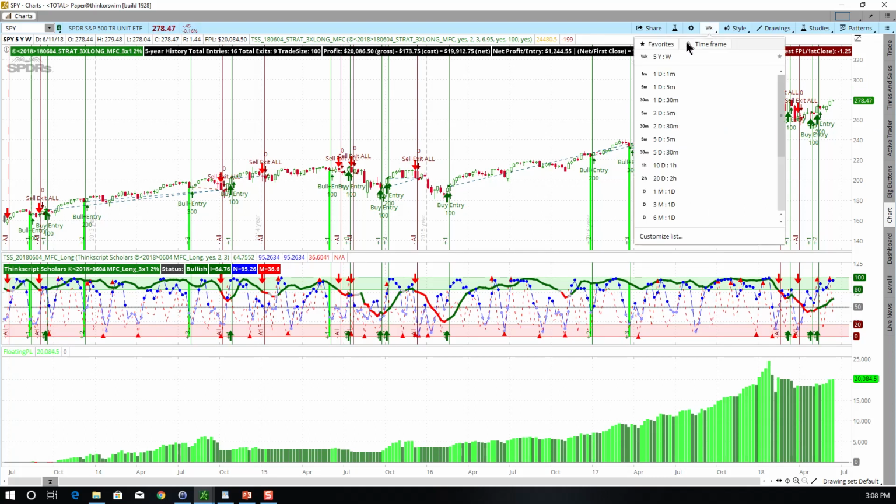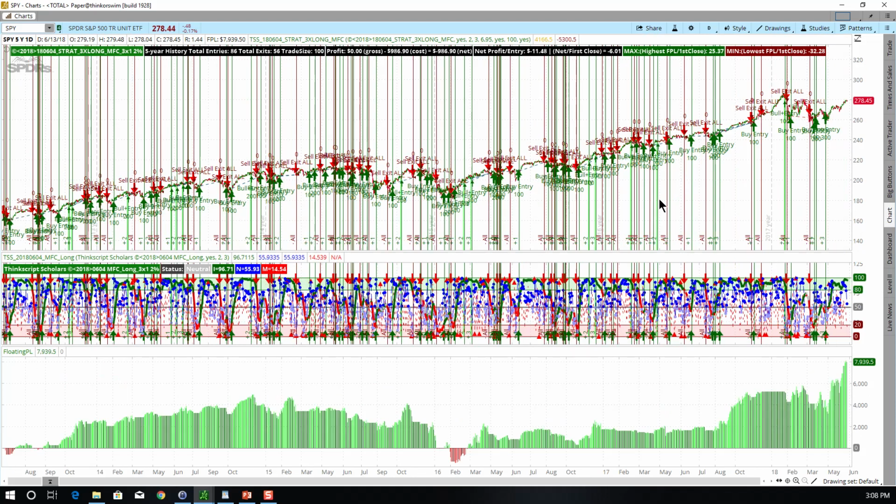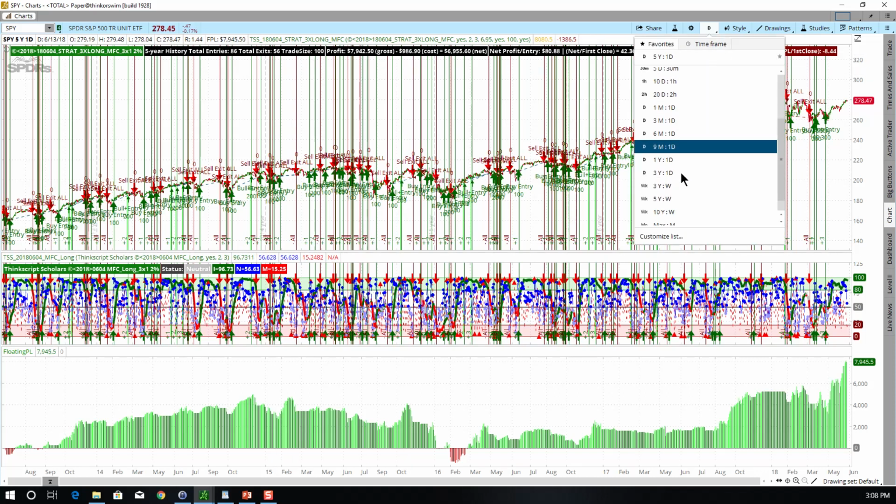We can do this on a daily basis as well. Let's go to 5-year daily. We didn't make as much money if we traded on a daily basis, and we did a lot more trades probably. I would say we did 86 total entries, and 56 total exits. Let's go back to weeks and see.